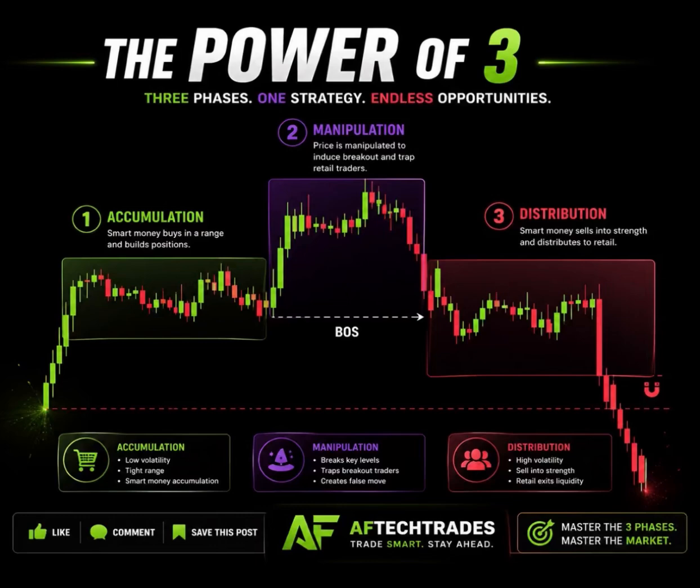The market moves in three phases: accumulation, manipulation, and distribution. First, accumulation. Look at the left side of the chart. Price is moving sideways, small candles, low volatility. This is where smart money is quietly building positions. Most retail traders ignore this phase because it looks boring, but this is where moves begin.